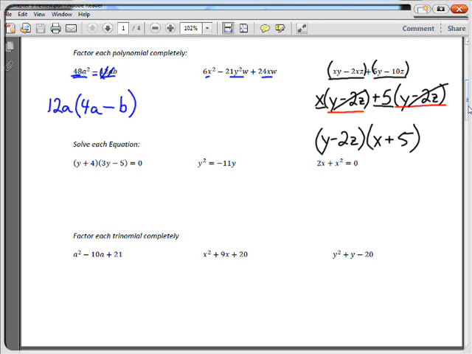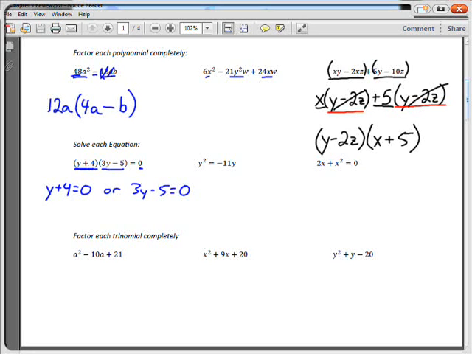In the next section, you're asked to solve equations. And we've been solving equations like this all chapter. And hopefully we're able to do these rather quickly. But if I've got an equation, y plus 4 times 3y minus 5, if I'm multiplying this times this, and I'm getting 0 as my answer, then I know that either y plus 4 is 0, or 3y minus 5 is 0. One of those has to be true in order for this equation to work out.